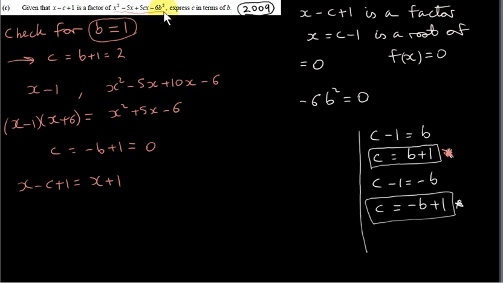And what we're dividing into is going to be x squared minus 5x plus 5 times 0 times x. c is 0, so that's going to give 0. And b is 1, so we're going to get minus 6 times 1, or minus 6. So hopefully x plus 1 is a factor of this, and it is. If we take x plus 1 and multiply by x minus 6, we will indeed get this. So both of these equations for c work when b is 1, and they also work for all values of b.